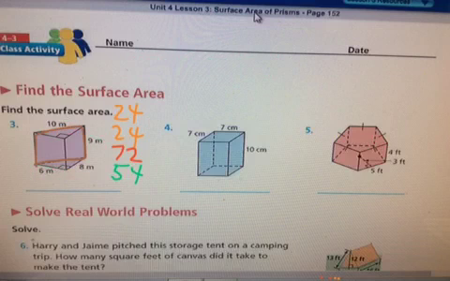And I erased everything to show that that last side that we're going to find is in the back of our prism, and that is, again, a height of 9 and a width of 10. So 9 times 10 is 90.